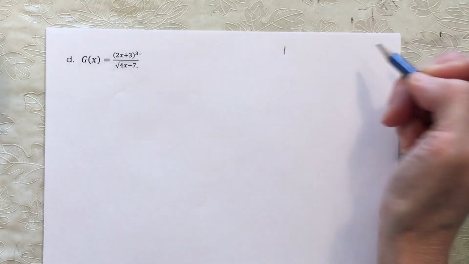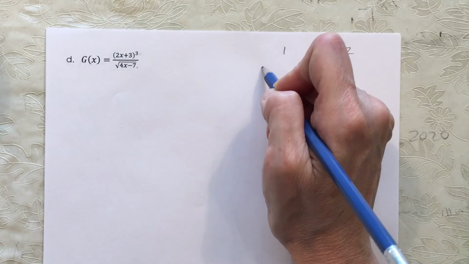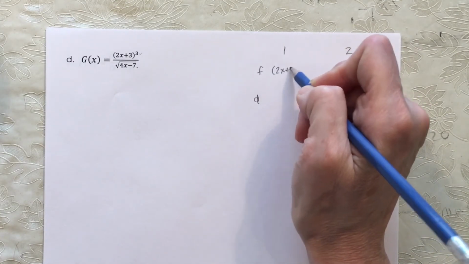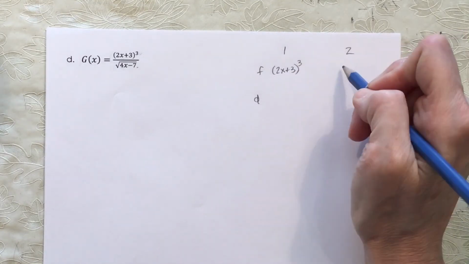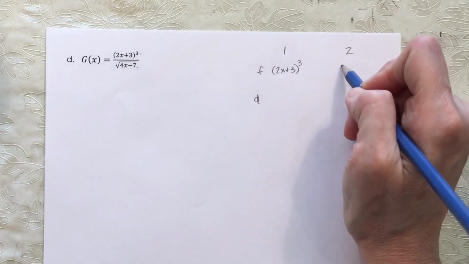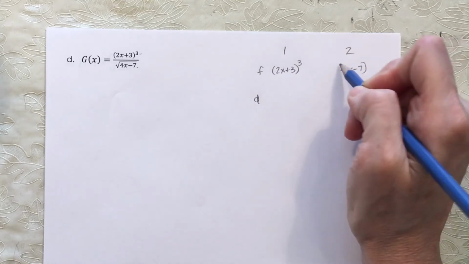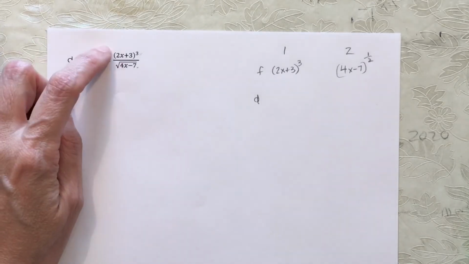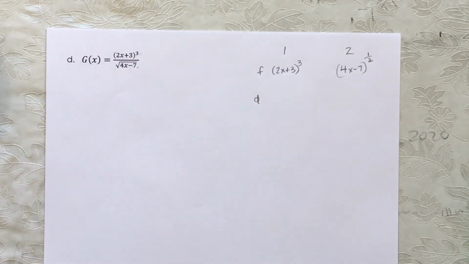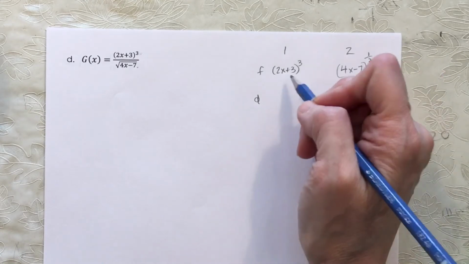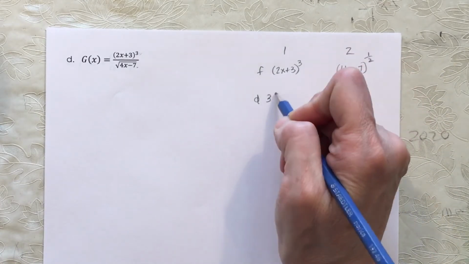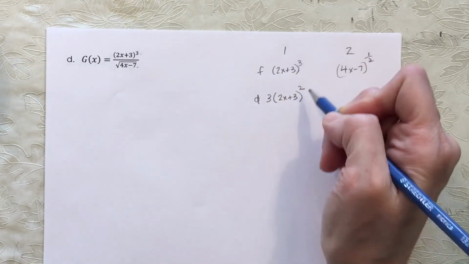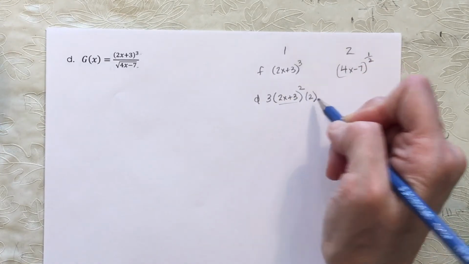So we're going to do our first, second, function, derivative chart over here. My first function is 2x plus 3 all cubed. And my second one, instead of writing square root of 4x minus 7, I'll write 4x minus 7 to the half. So there's my first and my second. First is whatever's on the top, second is whatever's on the bottom. Now I'm going to do the derivative. The derivative of the first is going to involve the chain rule. So 3 times 2x plus 3 to the power of 2, and then times the inner derivative, which is 2.